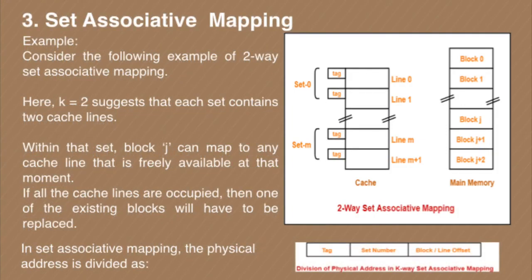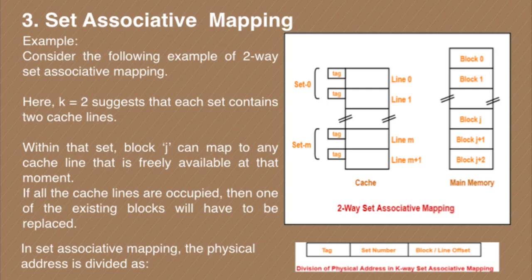Consider the following example of two-way set associative mapping. Here we are considering two lines in a set. That's why it is called two-way set associative mapping. It can be any number. In general, we can say k-way set associative mapping. Here k equal to 2 suggests that each set contains two cache lines.